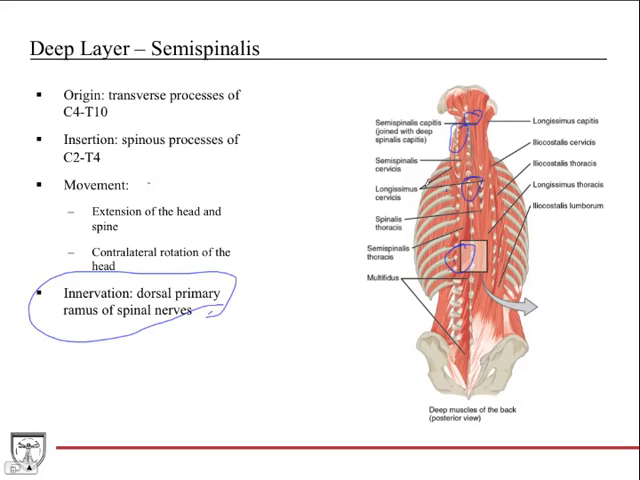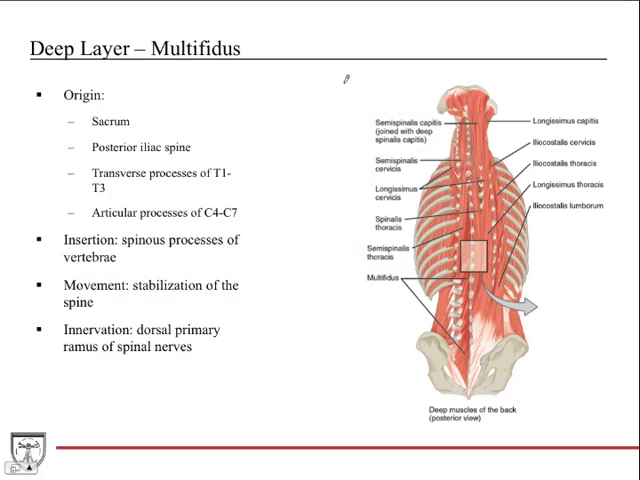So if we look at the diagram here, just to show you, so you may hear it referred to as, like in this diagram shows you, as different regions. So you have capitis, cervicis, and thoracis. It's all the same muscle. As you can see, it's just kind of running along the entire length of the vertebral column, okay? So as you can see here, it's this muscle here, originating down here and moving all the way up the spine.